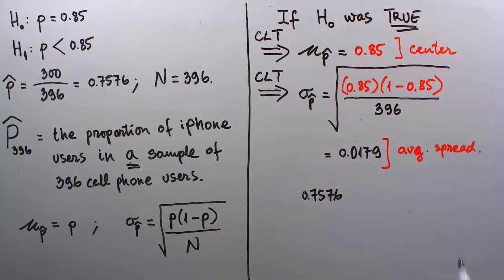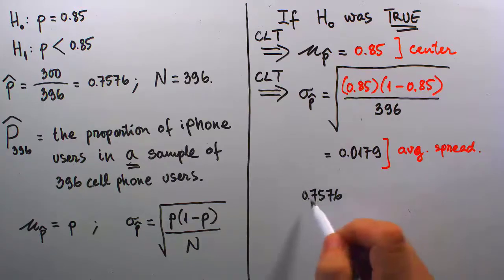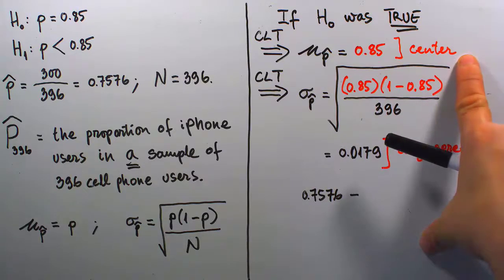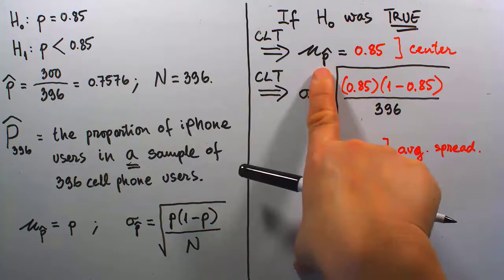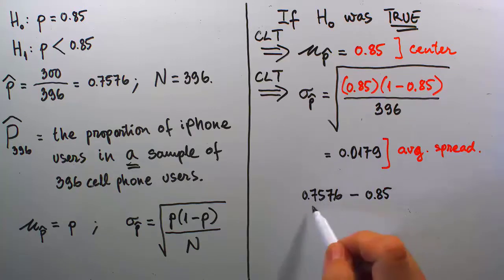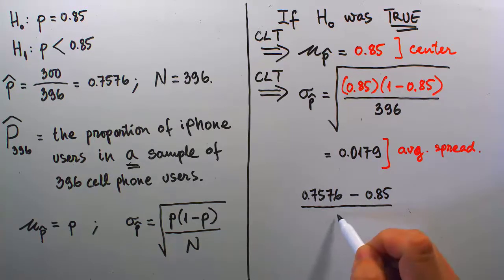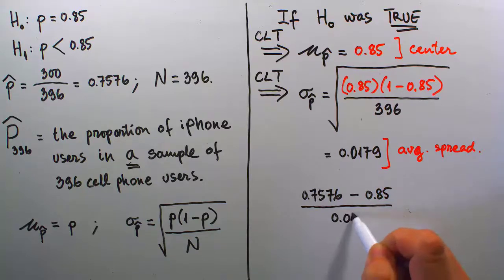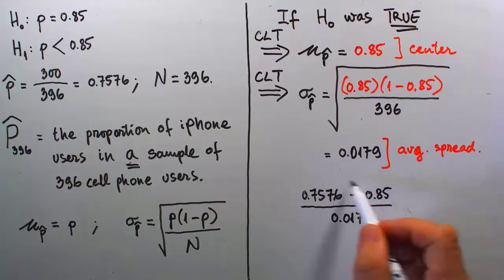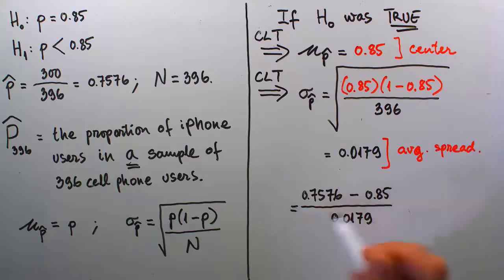0.7576 being our current sample, we'll have a z-score. And we do that by taking the value of our current sample, subtracting the center of all sample proportion values, namely the mean of all sample proportion values, 0.85 here, and dividing that difference by the standard deviation, 0.0179. This is the sigma p hat that we found previously, or in other words, the average spread.